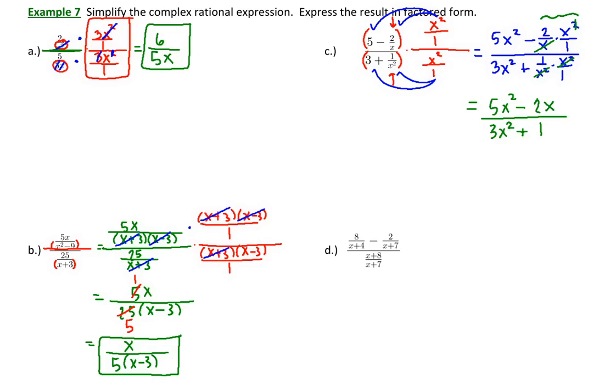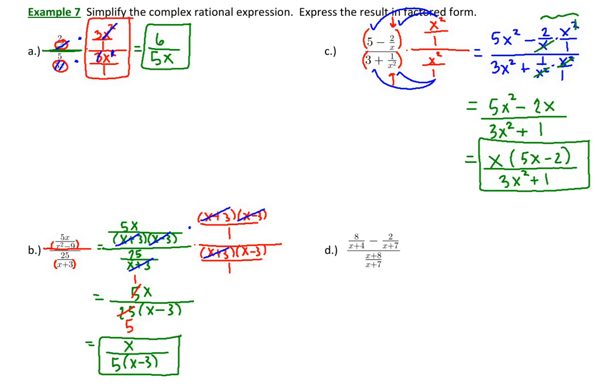Now, to follow instructions, we need to write this in factored form, and hopefully you spot that GCF in the numerator. So let's take out an x. That leaves behind 5x minus 2, and the denominator does not factor. So we have taken our original complex fraction and reduced it to a factored, reduced, simplified fraction.